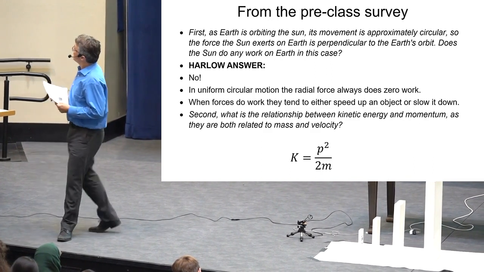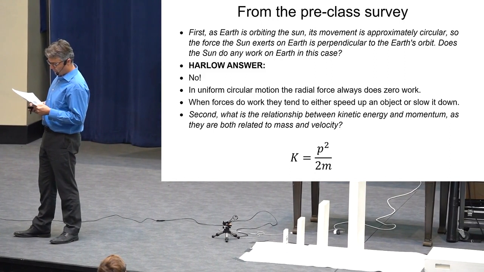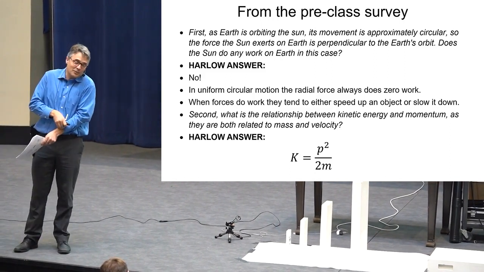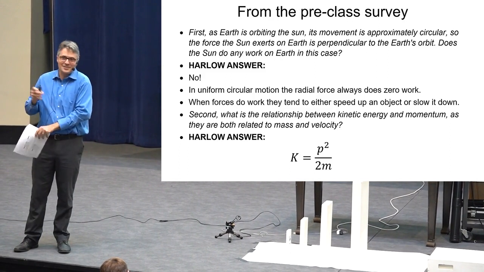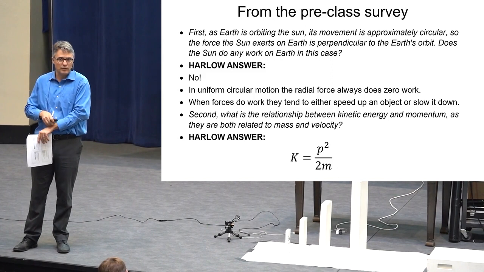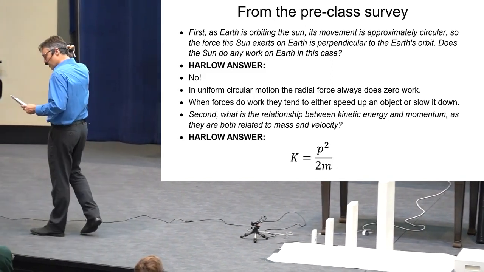Same student. Second, what's the relationship between kinetic energy and momentum, as they are both related to mass and velocity? I didn't put this on the animation, but I guess that's one equation. It's not used very often, but this is sort of combining our new equation, 1/2 mv squared, with our old equation, p equals mv. So there is an equation.